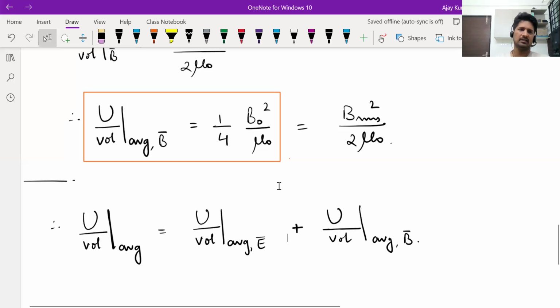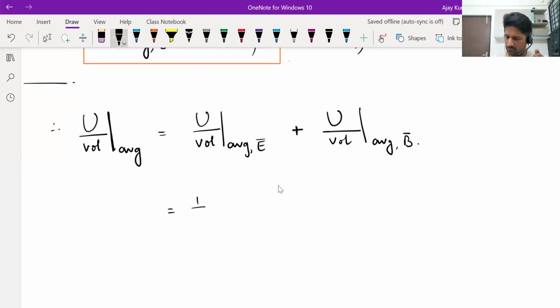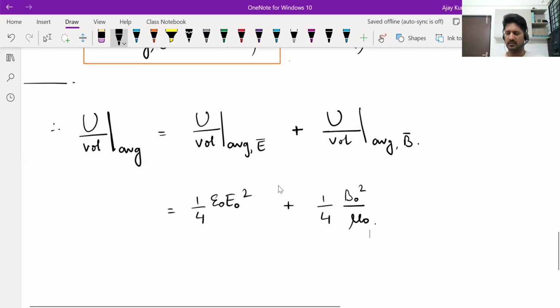We know it consists of an electric field and a magnetic field. We are writing energy density in the electric field, energy density in the magnetic field, averaging it because the electric field and magnetic field are variable. And then combine both of them, that becomes the total energy density in the electromagnetic wave. So combine these two expressions. Due to electric field, it was 1 by 4 epsilon naught E naught square. And due to magnetic field, it was 1 by 4 B naught square by mu naught. So some energy stored in the electric field, some energy stored in its magnetic field.